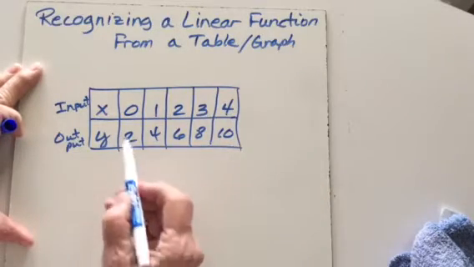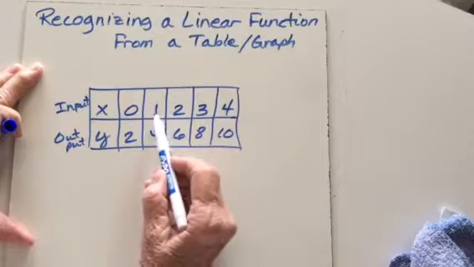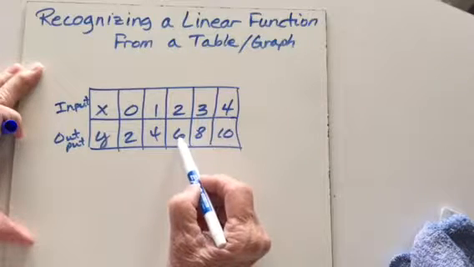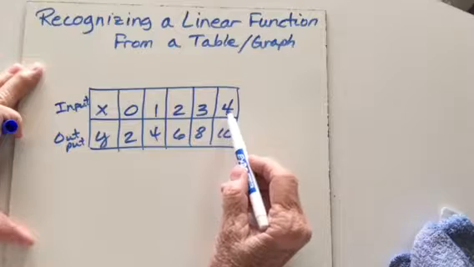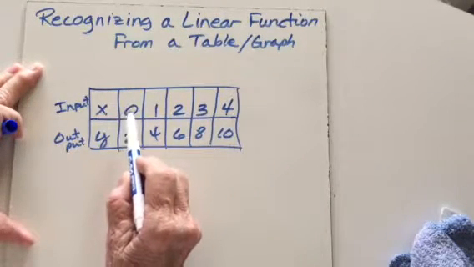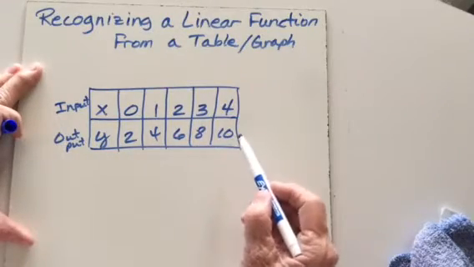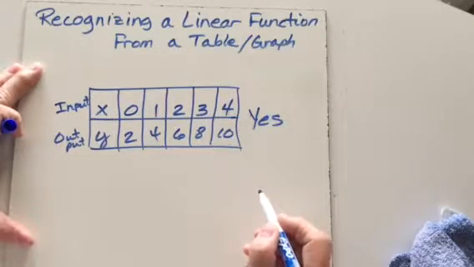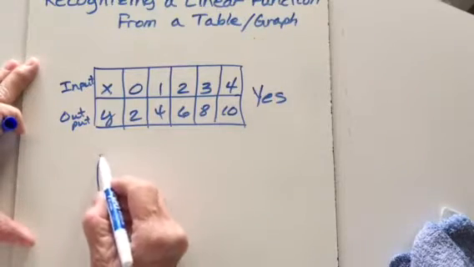All right. When I put in a 0, I take out a 2. When I put in a 1, I take out a 4. When I put in a 2, I take out a 6. When I put in a 3, I take out an 8. When I put in a 4, I take out a 10. For every individual input, there is only one output. So we're going to say, yes, this is a function. That is a function. Now, let's do another one real quick here.